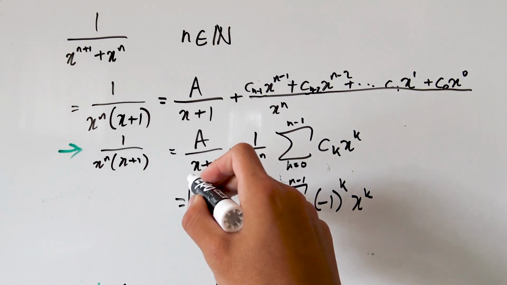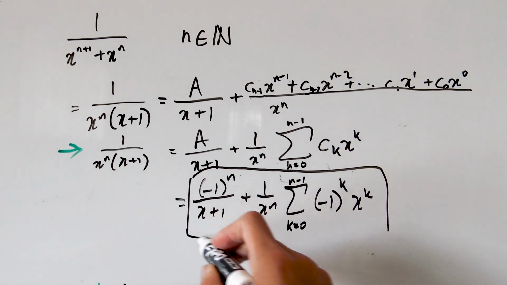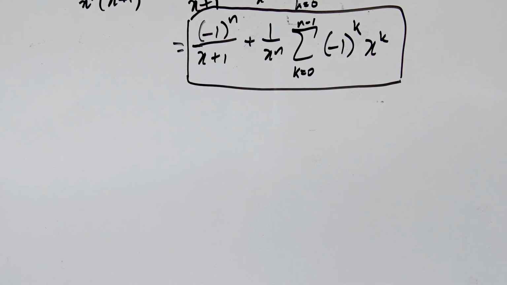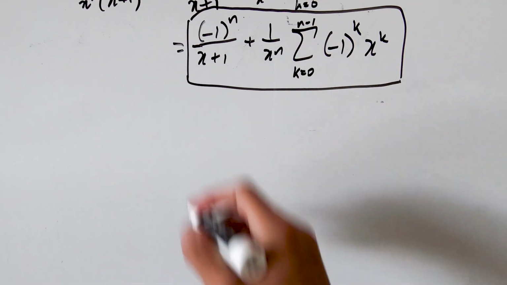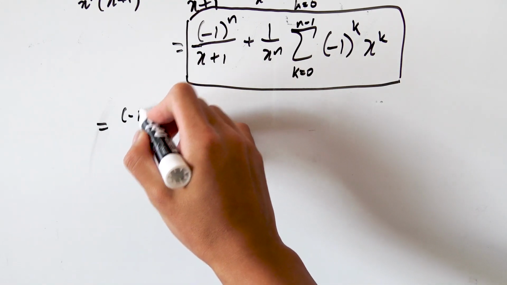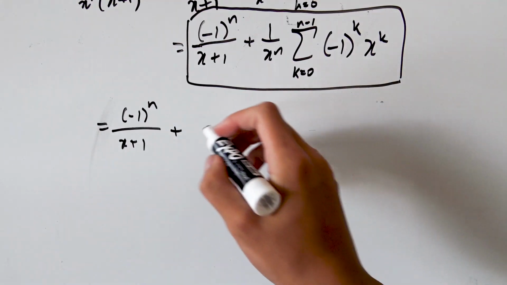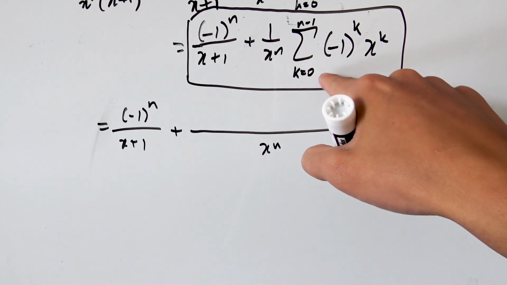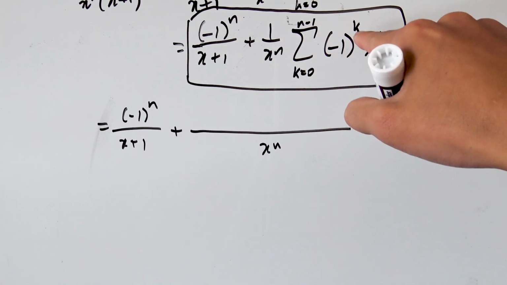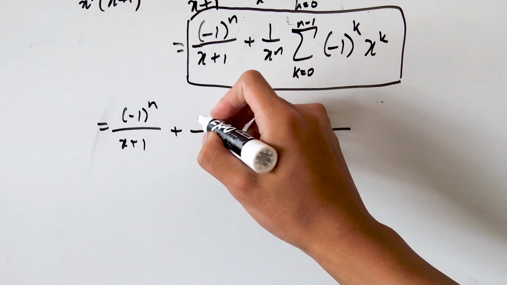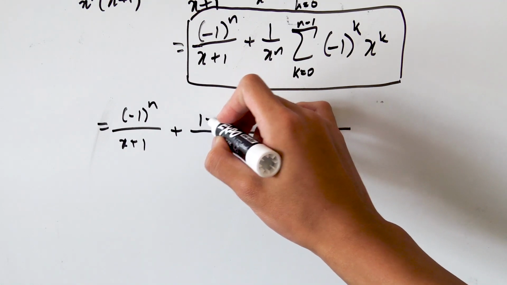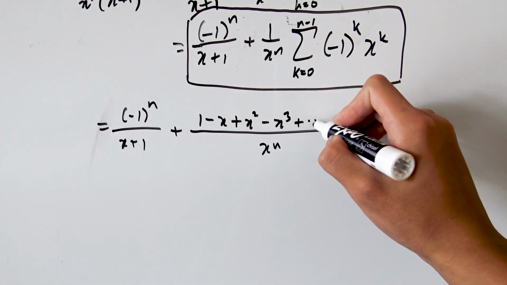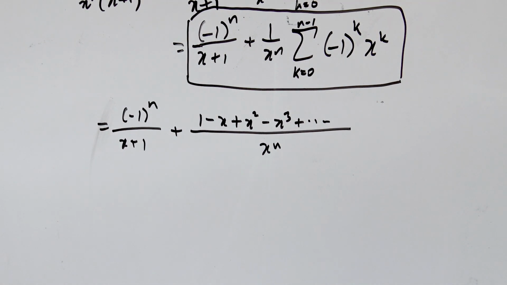So this whole thing right here is our final answer for our original fraction after we've done partial fractions. And if you want to see what this thing looks like without this sigma notation, it looks like negative 1 to the nth power over x plus 1. And then you have some polynomial over x to the n, and that polynomial will just be, well, our first term is just subbing k equals 0 into this exponent and this power here. So we're going to get a single 1, and then we're subtracting x, then plus x squared minus x cubed, and then plus so on until we get to our final term of the polynomial.